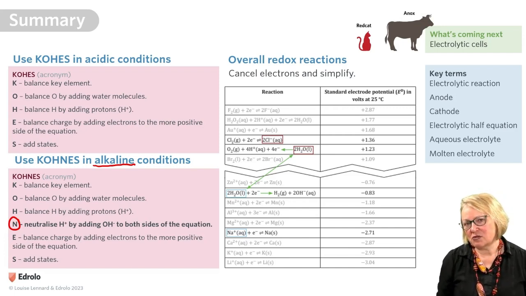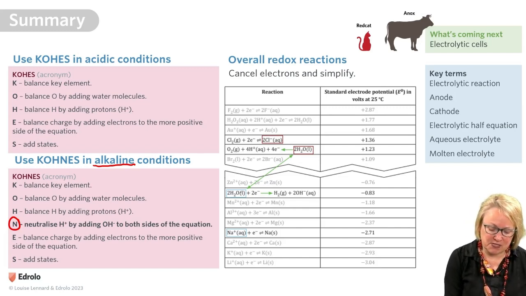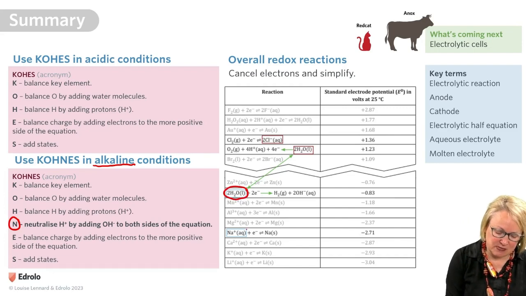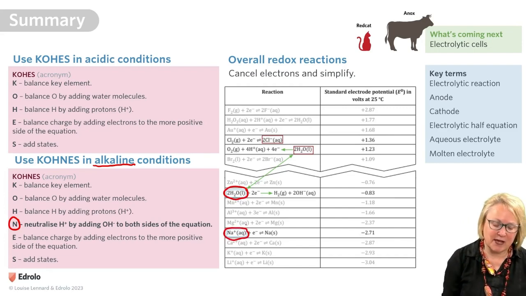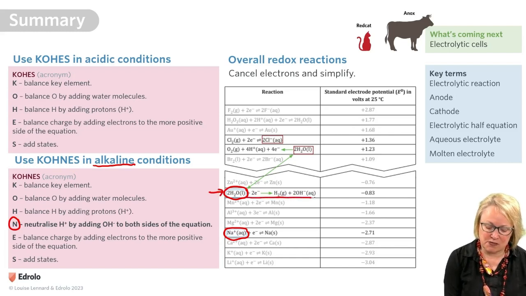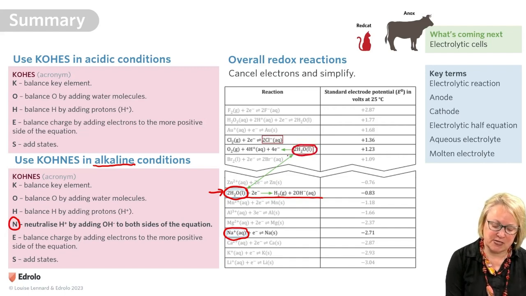When we're using the electrochemical series to predict redox reactions, we identify all of the species that are present, including water, and we look for the strongest oxidizing agent. So in this case, if we have sodium ions and water, this is the strongest oxidizing agent, so this will be reduced. If we have water and chloride ions, this is our strongest reducing agent, and this will be oxidized.